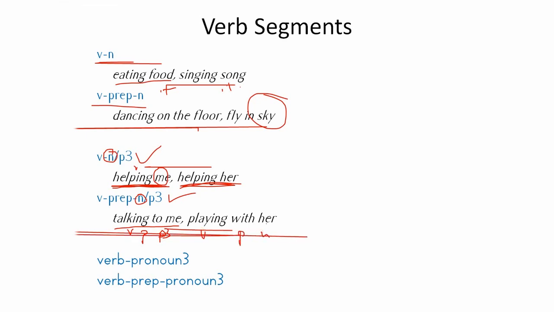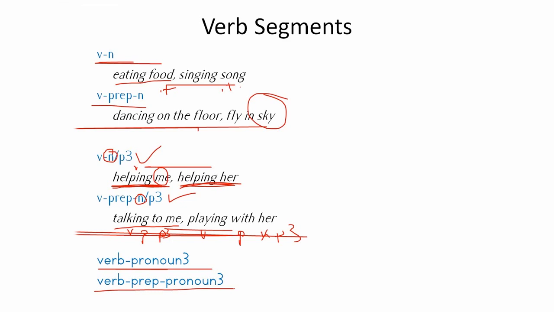ప్లేయింగ్ విత్ హర్, ప్లేయింగ్ విత్ టెడ్ అని రాకుండా ప్లేయింగ్ విత్ హర్ అని వచ్చింది. సో దిస్ ఈజ్ ఇన్స్టెడ్ ఆఫ్ నౌన్ వీ గాట్ అ ప్రొనౌన్ త్రీ. సో ఒక వర్బ్ ప్రొనౌన్ త్రీ ఒక వర్బ్ సెగ్మెంటే, లేదంటే వర్బ్ ప్రిపోజిషన్ ప్రొనౌన్ త్రీ అయినా కూడా వర్బ్ సెగ్మెంటే.